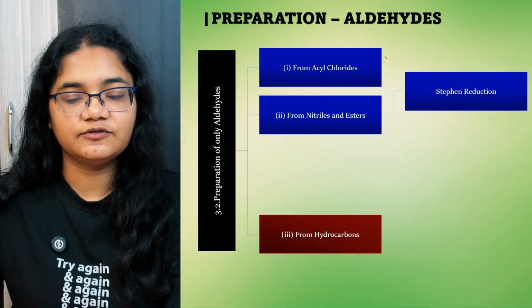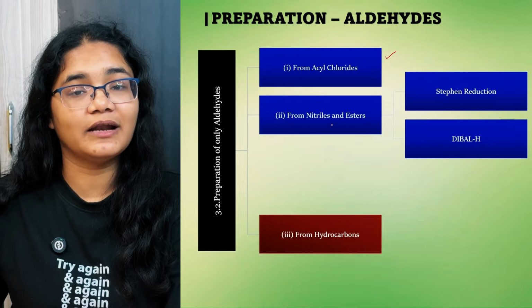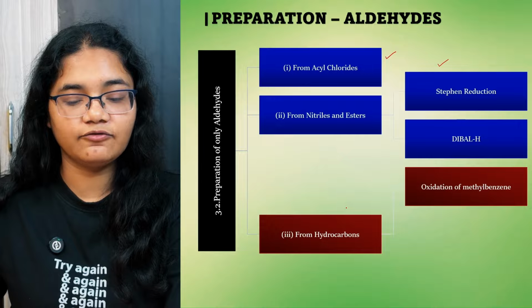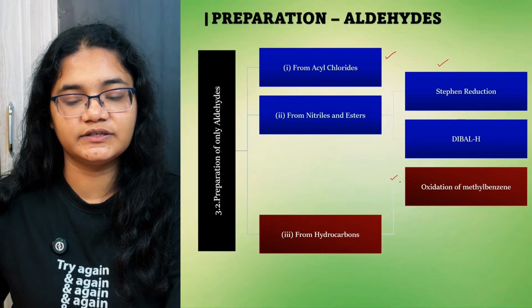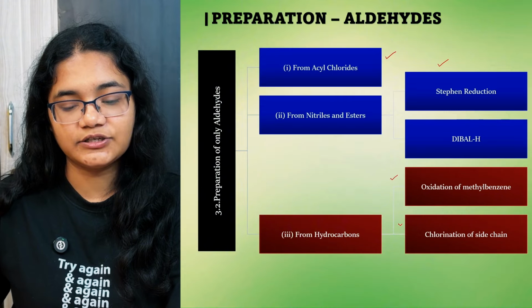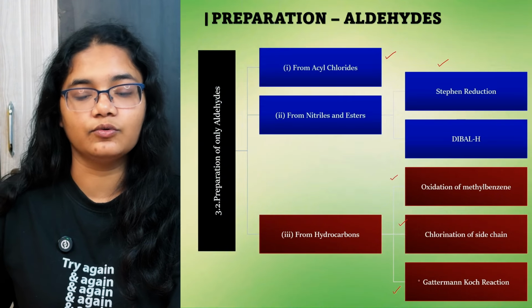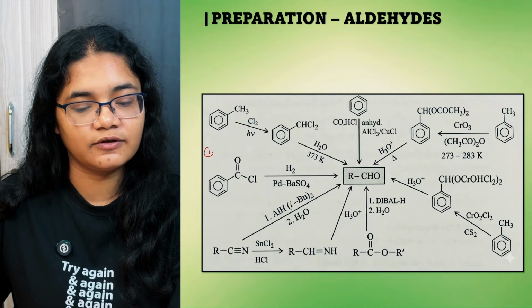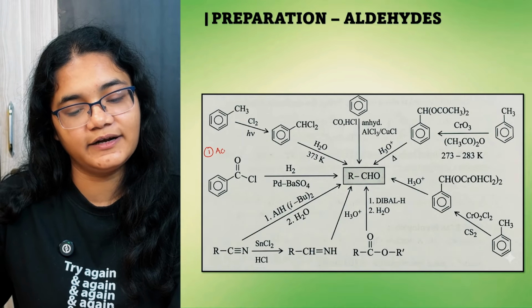So the first one we have is from acyl chlorides. Then we have from nitriles and esters. Here we have Stephen reaction and DIBAL-H. Then from hydrocarbons, the first one is oxidation of methyl benzene, chlorination of side chain, and Gattermann-Koch reaction. So the first one is from acyl chlorides.